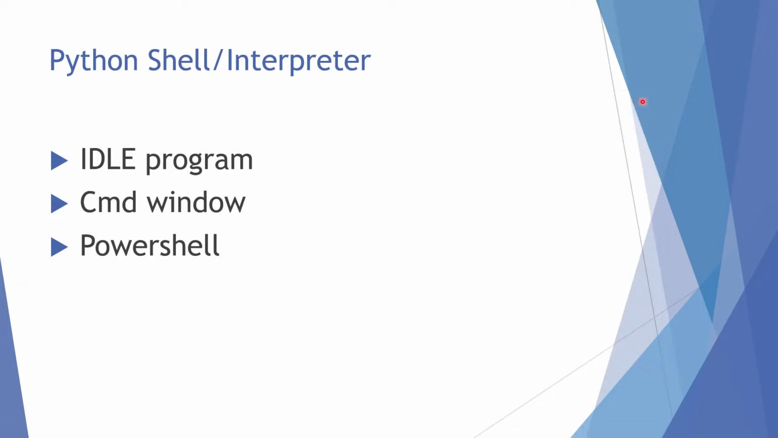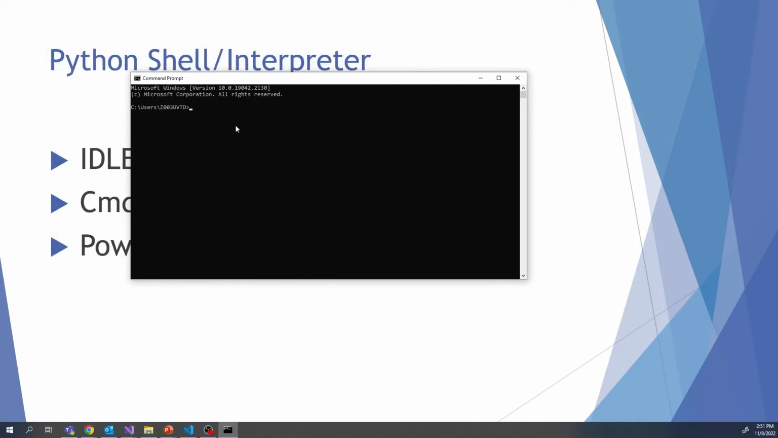Another way is to use a command prompt. Just open a command prompt and type here. So here you are in the command prompt, and to switch to the Python interpreter, if it's installed, we can type python here, and this will switch to the Python shell. So here we can then again start writing Python commands.